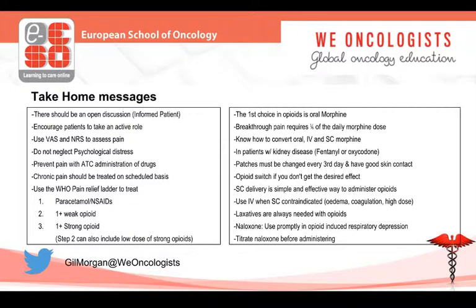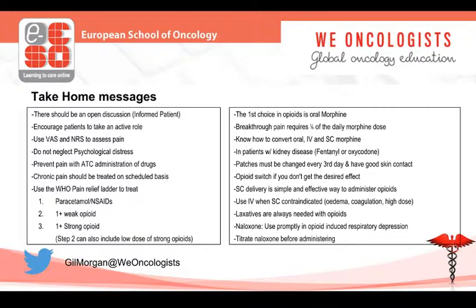In patients with kidney disease, use fentanyl or oxycodone. Patches must be changed every third day when you're dealing with fentanyl and must have good skin contact. Opioid switching, if you're not having the desired effect with the opioid you're using, is highly recommended. Subcutaneous delivery is simple and effective and a good way to administer opioids.